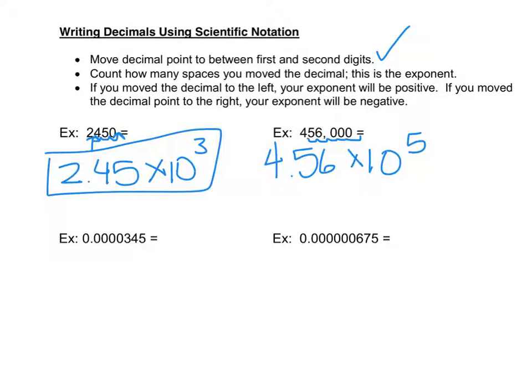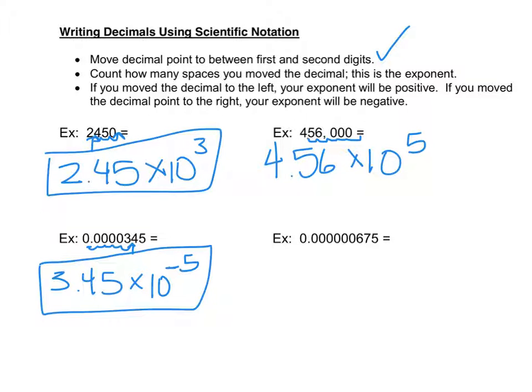Same thing for really small numbers that are really close to 0. We need the decimal point to be between the first two non-zero digits. So we're going to have 3.45 times 10 to a certain power. We need to move that decimal point back to its original spot. So 1, 2, 3, 4, 5 places, but I need to move it to the left this time, so I need my exponent to be negative 5. So 3.45 times 10 to the negative 5 is the same as my original number in standard form.